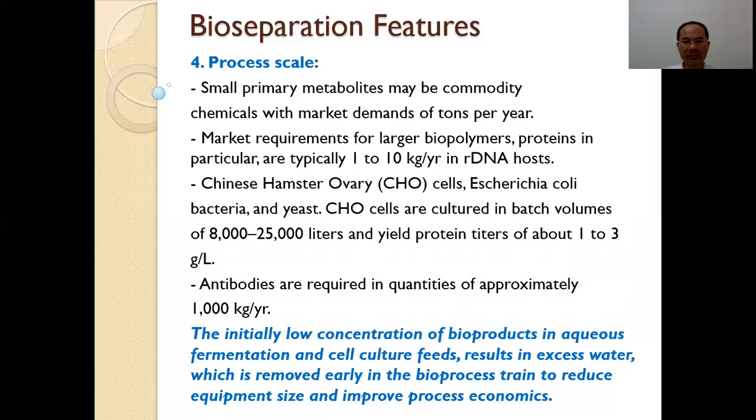Okay, due to the initially low concentration of bioproduct in aqueous fermentation and cell culture feed, or dissolved in excess water, which is removed early in the bioprocess to reduce equipment size and improve process condition. Okay, in this, we talk about the process scale. The process scale depends on the market demand and the initial concentration of the product.